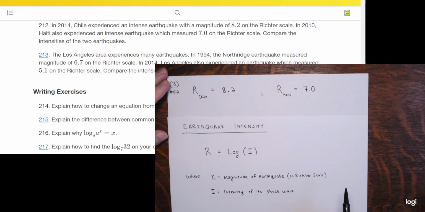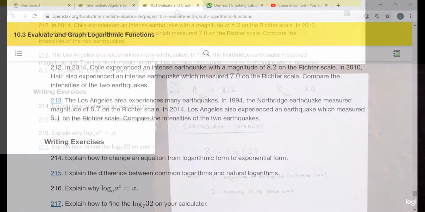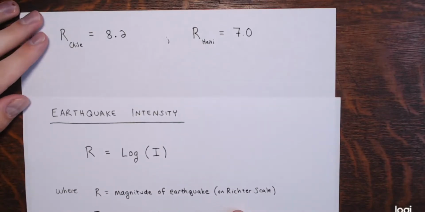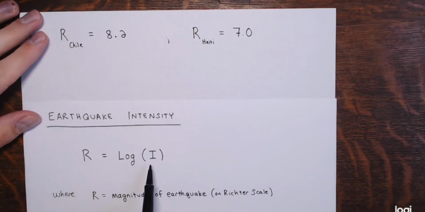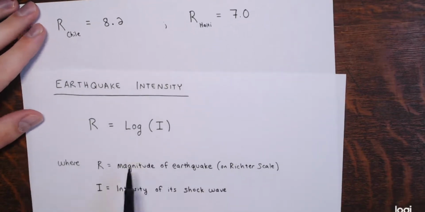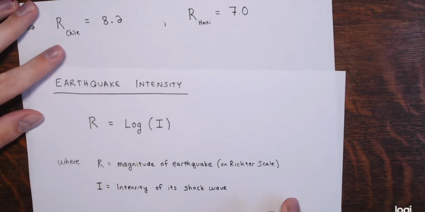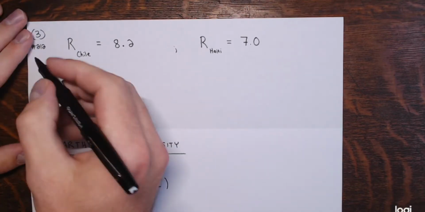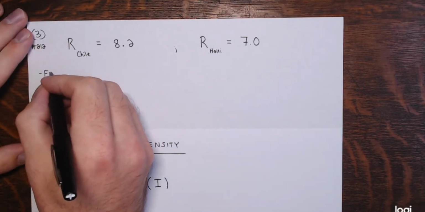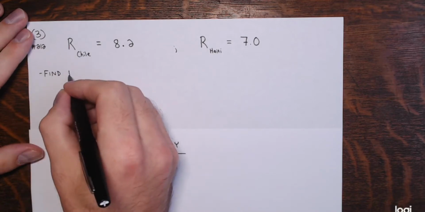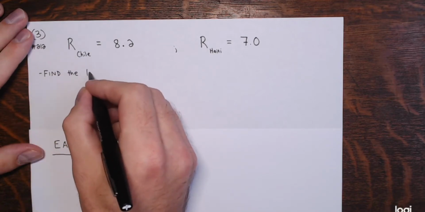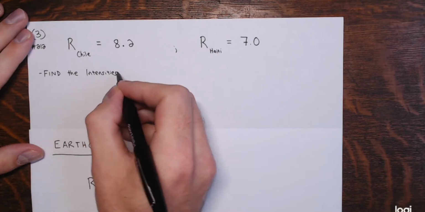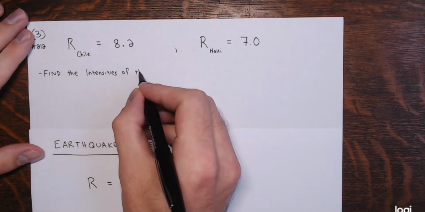All right, so let me make this a little bigger. We have R equals the log of I, where I is the intensity of the shock wave, the intensity of the earthquake. So I'll keep the formula up, and we're going to first find the intensities of the earthquakes so we can compare them.